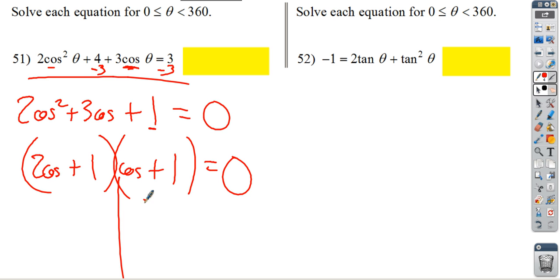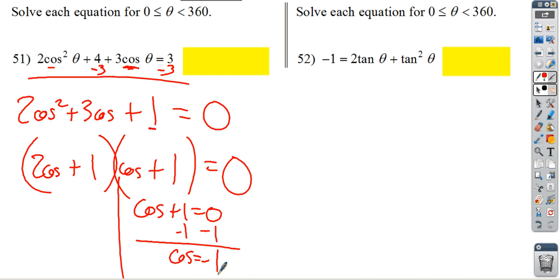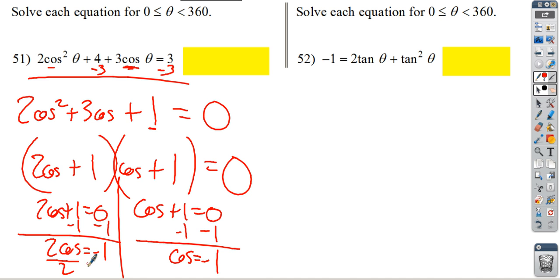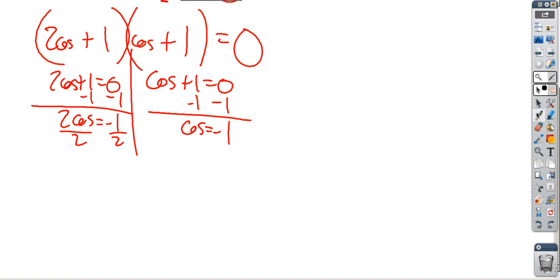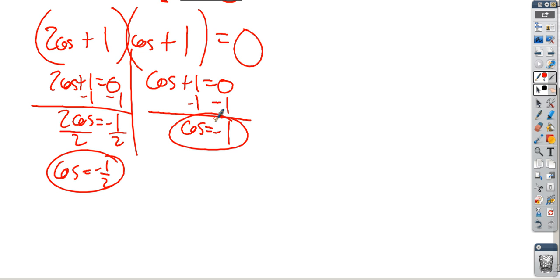So now we need to set each of these equal to 0. So cosine equals negative 1. We'll deal with that in just a sec. And then 2 cosine plus 1 equals 0. We'll subtract the 1. And then we'll divide by 2. So cosine equals negative 1/2. Okay. So these are our two values here. Let's start with the negative 1.